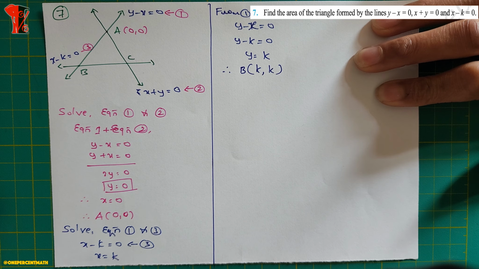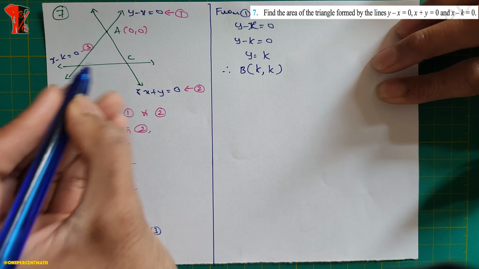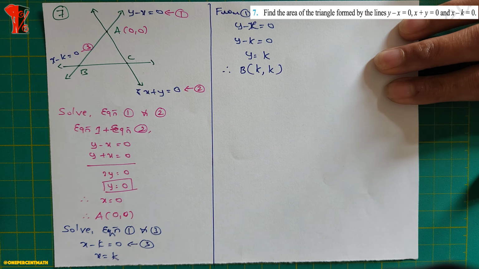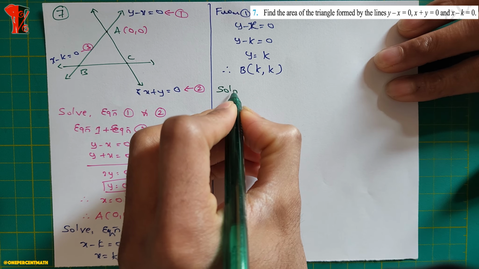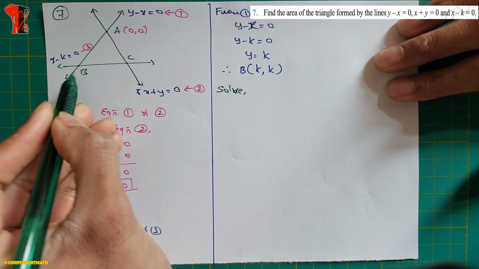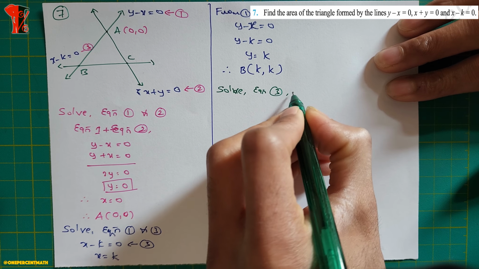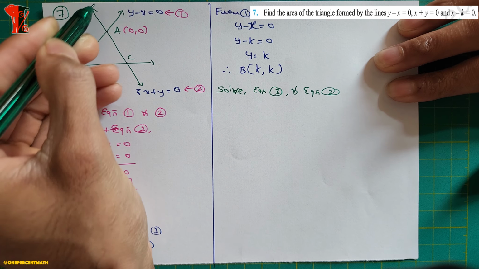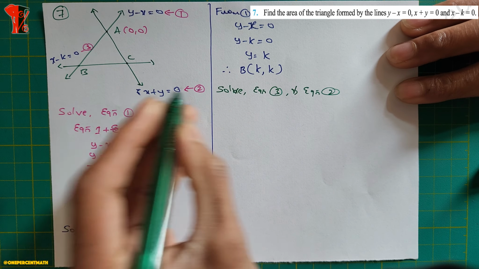So we got the coordinates of B as k comma k, right? Okay, B is done. Now let us go to the third point, which is C. The third point is formed by the equations, you can check it, equation 3 and equation 2, correct? 3 and 2 intersect at C. So if I solve that, the same thing I'll take.